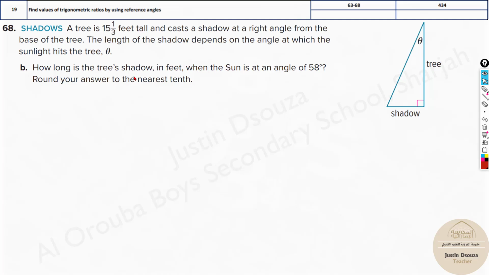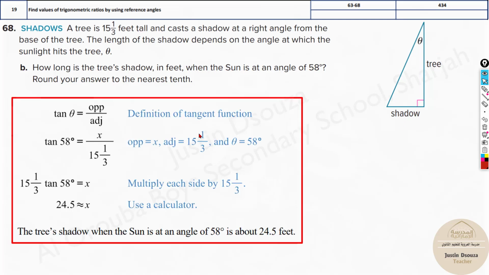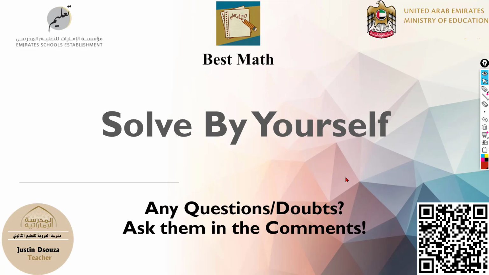Now they have asked, how long is the tree shadow? This is not known, and theta is given as 58 degrees. So we know this height, that is the adjacent, and we know the opposite. So which connects opposite and adjacent? It's tan theta. So tan theta is opposite by adjacent, and just solve it. Same way as what we did a while ago. And that's the end of this topic.